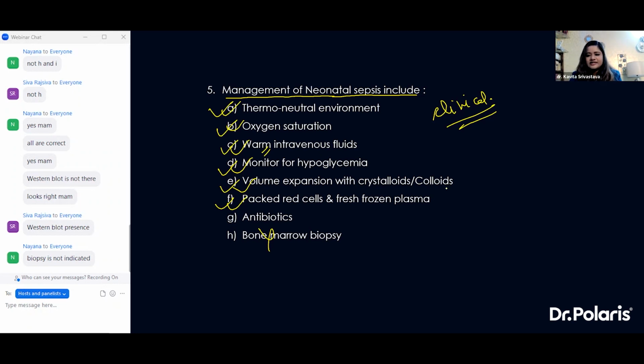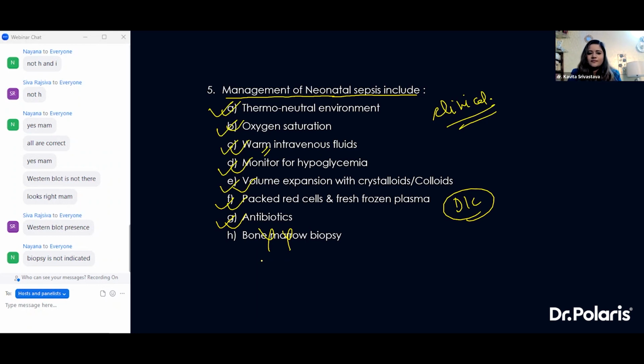It can result into anemia. It can result into DIC. So to prevent all of these, we need to support with blood products. Antibiotics is the mainstay of treating neonatal sepsis, because with antibiotic therapy, definitely you can treat the infection. Bone marrow biopsy does not have any role in the management of neonatal sepsis.